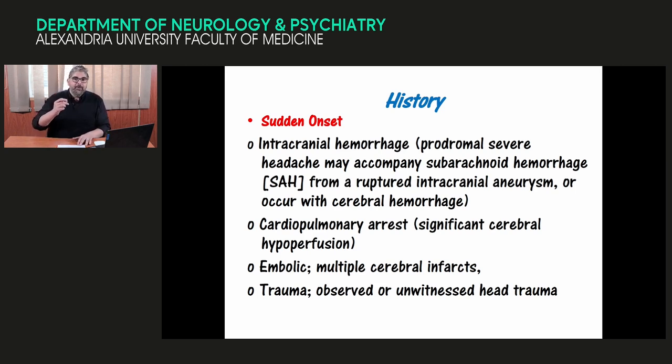Because there are some points in the history that may help you in addressing the cause of coma. As we said, coma of sudden onset most probably may be secondary to structural damage, an intracranial hemorrhage, or cardiopulmonary arrest, or an embolic cause, or trauma, even observed or unwitnessed head trauma, with sudden onset of coma.